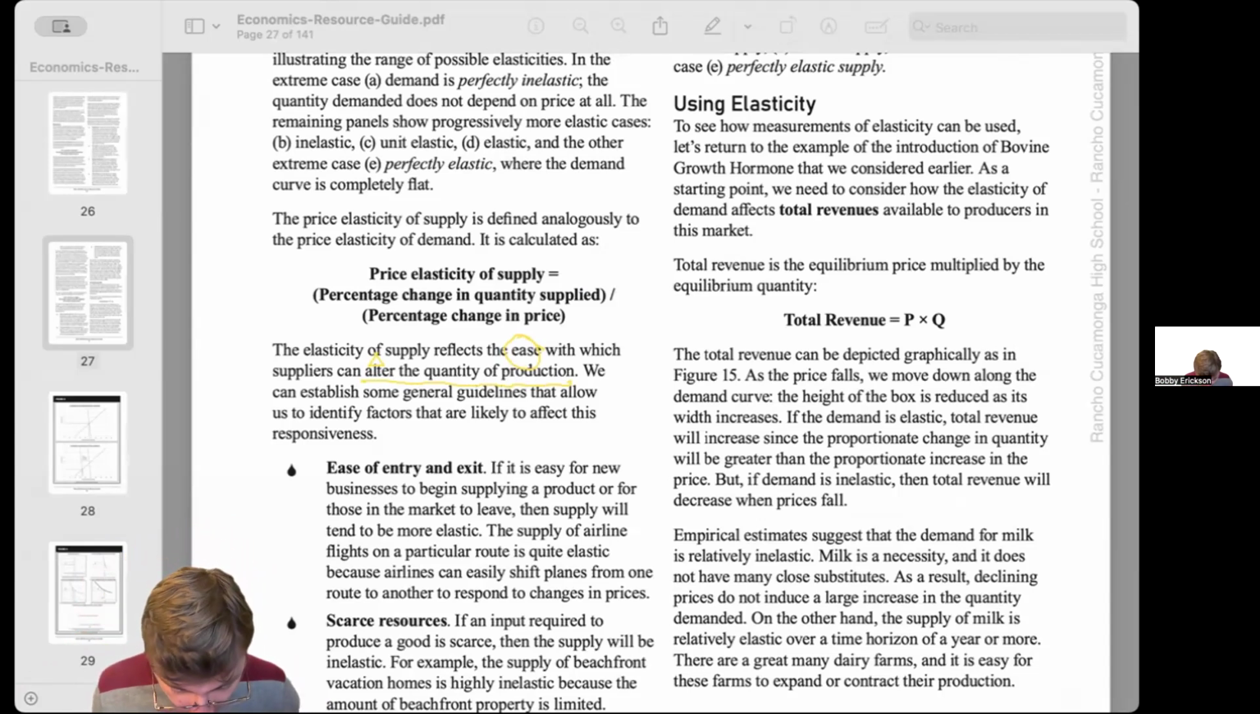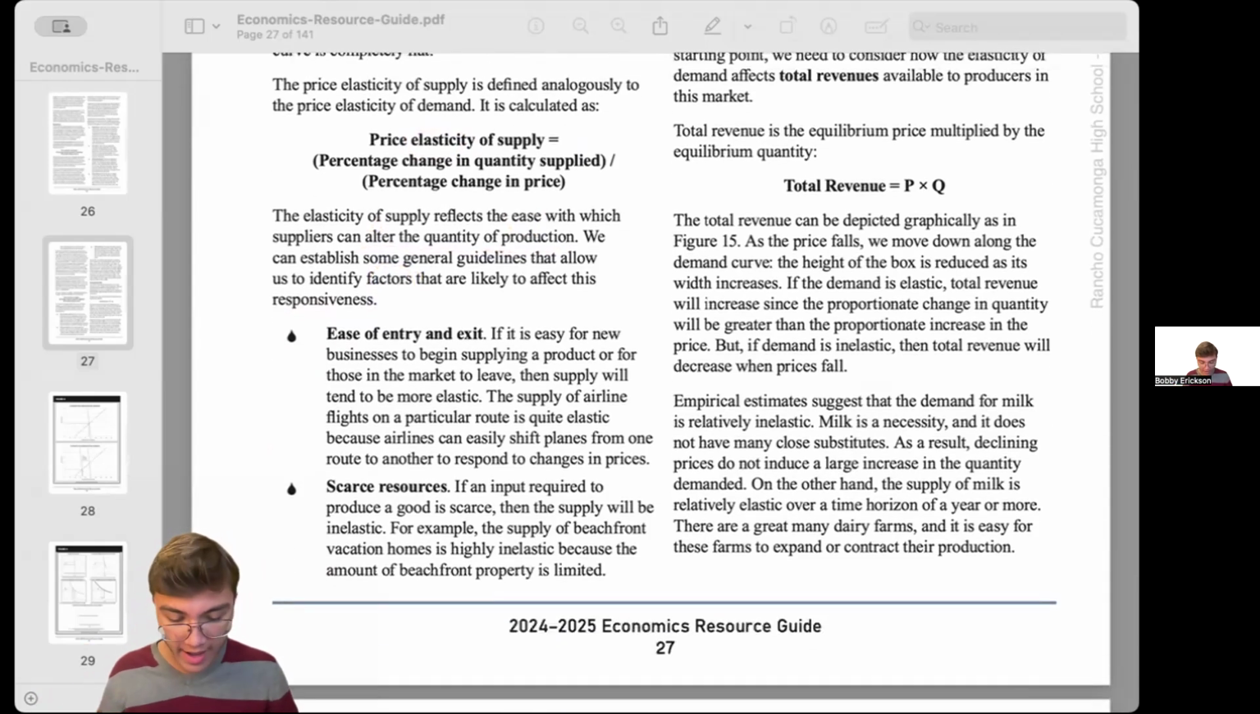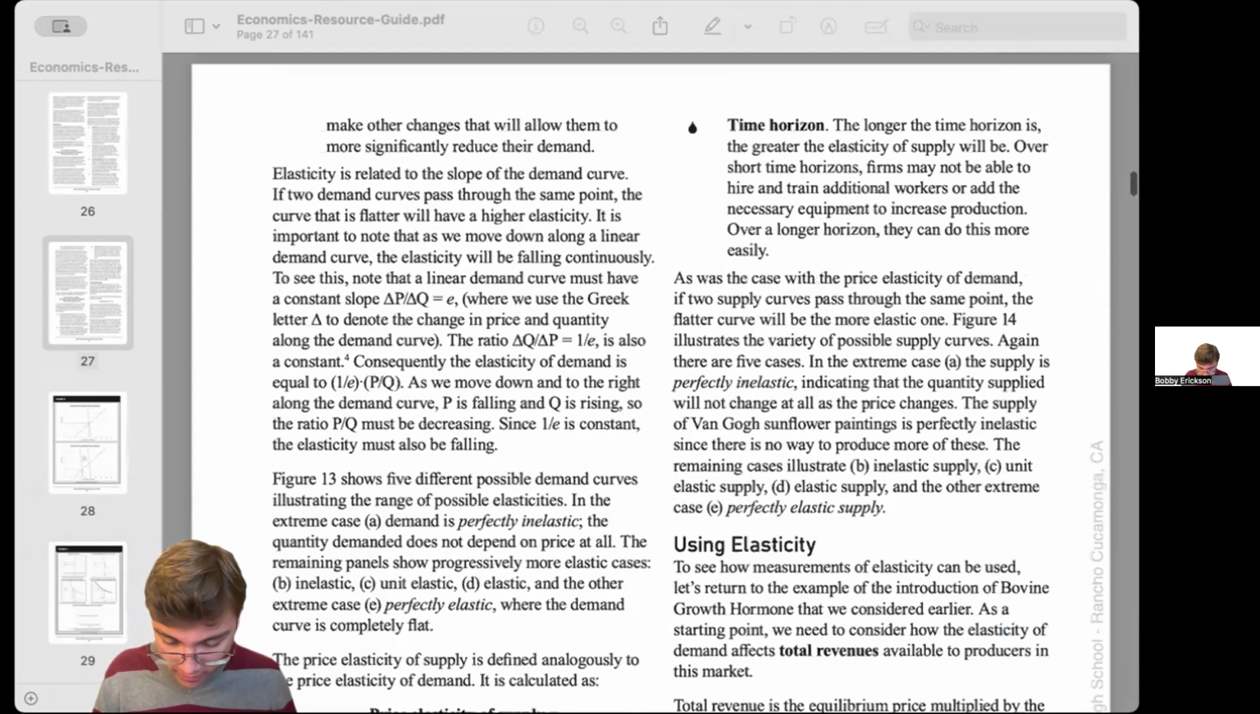Here are a few factors which influence the responsiveness or elasticity. Now, you may be asked a question as to which word is most similar to elasticity. I would say the best option for that would probably be responsiveness. So, how much is something responding to a change? Now, let's go over these factors and then I'll explain them in depth. We have ease of entry and exit, scarce resources, and time horizon.